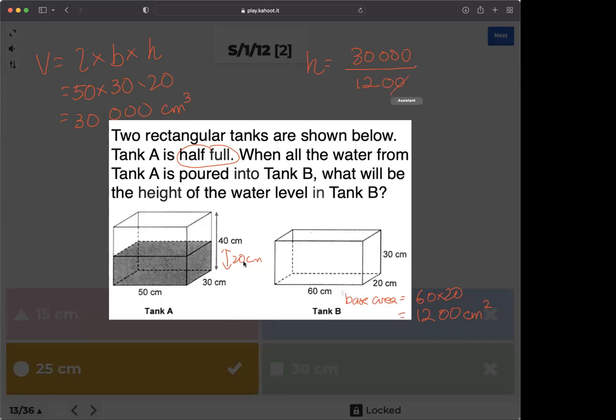Okay, let's cancel. So we get 300 divided by 12. Let's slowly simplify. I divide by 2, I get 150. Can I divide by 2 again? I get 75 divided by 3. Then divide by 3, I'll get 25. So therefore, my answer is 25 cm.